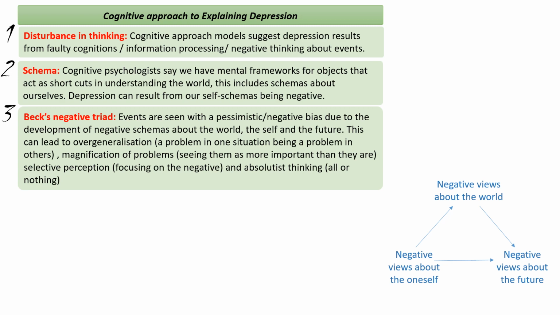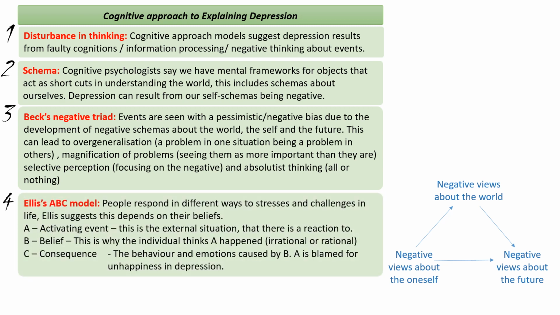Onto something called the ABC model. Now, Albert Ellis understood that people go through life and they have certain events which are challenging. But he noticed that different people respond in different ways to these same events. And that ultimately resulted in a different consequence from that event for each person. So he broke it down into A, B, C.